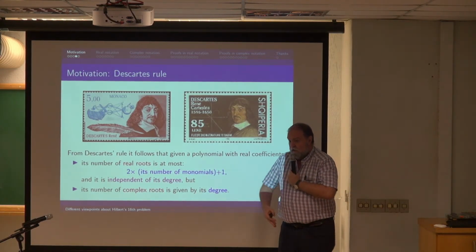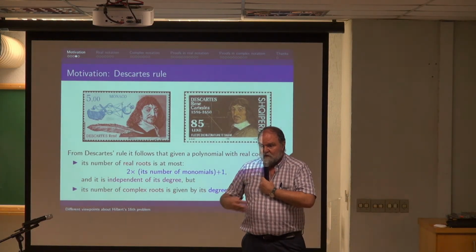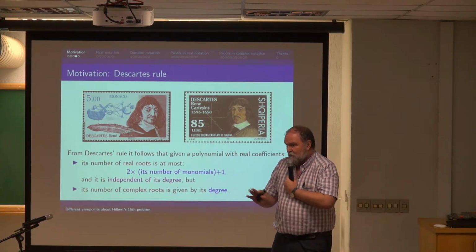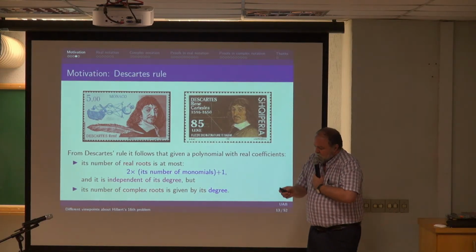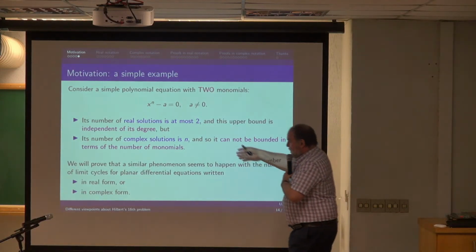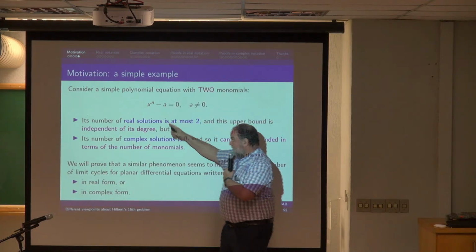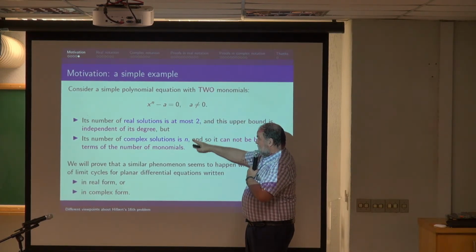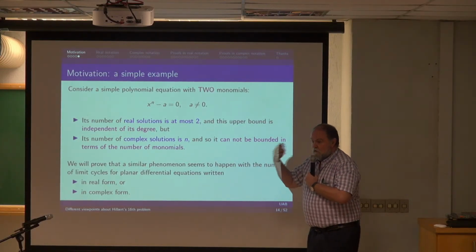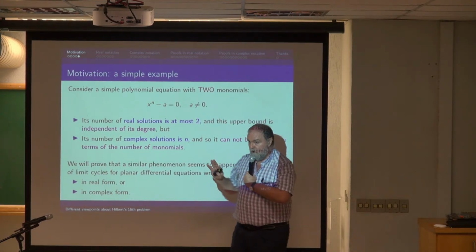But in complex, the degree is important. In the Hilbert problem, we are studying things with the degree, but in the real, maybe it's not a good number. Okay, it's good, but maybe it's not the most natural. For example, a two-monomial equation has 2 real solutions, but n complex solutions. This is clear. The idea is maybe something like this happens. We will see that somehow something like this happens.